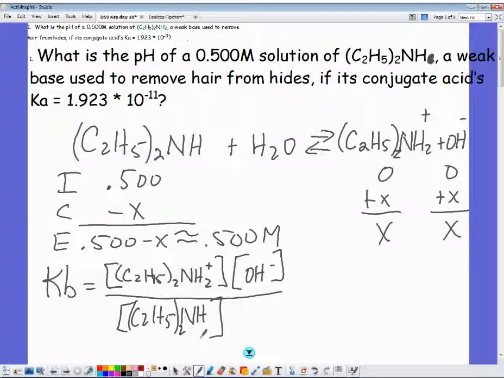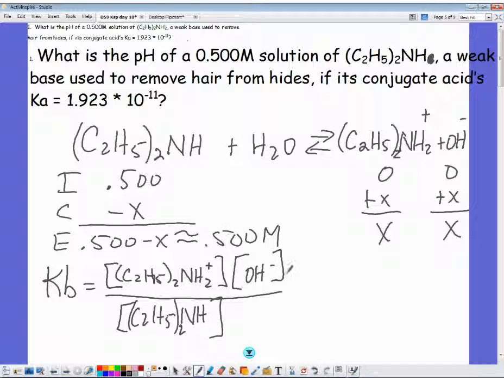All right, does your Kb expression look something like that? It's the Kb. And I'm glad we're talking about that. Why is it a Kb and not a Ka? Because it's a base. They gave you the Ka of its conjugate. What I have to keep in mind is since it's a base, I have to have the Kb. The only reason you might know that, because you're probably not that familiar with your amines yet, is I told you it was a weak base. It's a weak base, so you need the Kb.